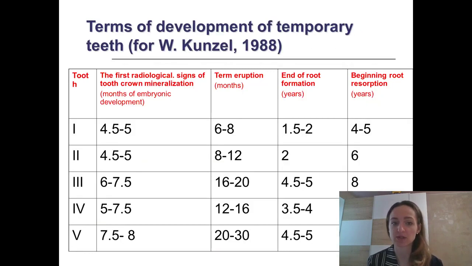Terms of development of temporary teeth. This table you need to write in your synopsis because in the practical lesson we will speak about it. And you need to know the terms. Here you can see the table: the first radiological signs of tooth crown mineralization, then the term of eruption, end of root formation, and beginning of tooth resorption. It's for temporary teeth, sorry.